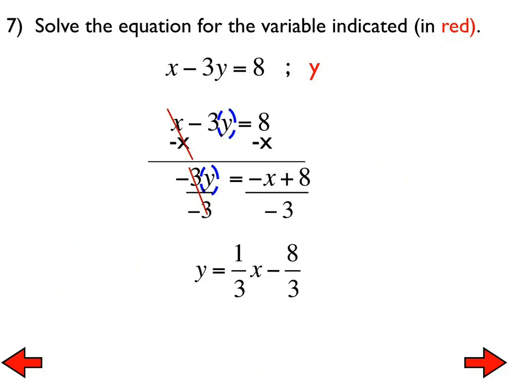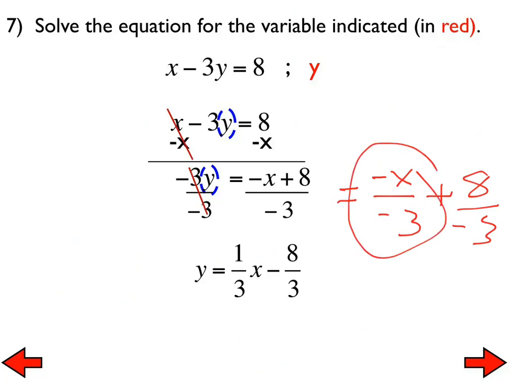So some of you might be thinking, well, how did you get the 1/3? Well, I got the 1/3 because if I split this up, I really have negative x over -3 plus 8 over -3. And negative x over -3 is the same thing as 1/3 x. And 8 over -3, or plus 8 over -3, is the same thing as subtracting 8/3. That's how I got that. Any questions about how I went from here to here?